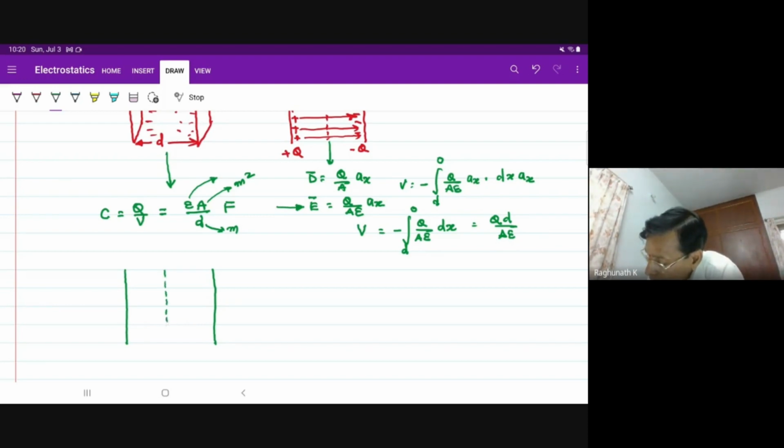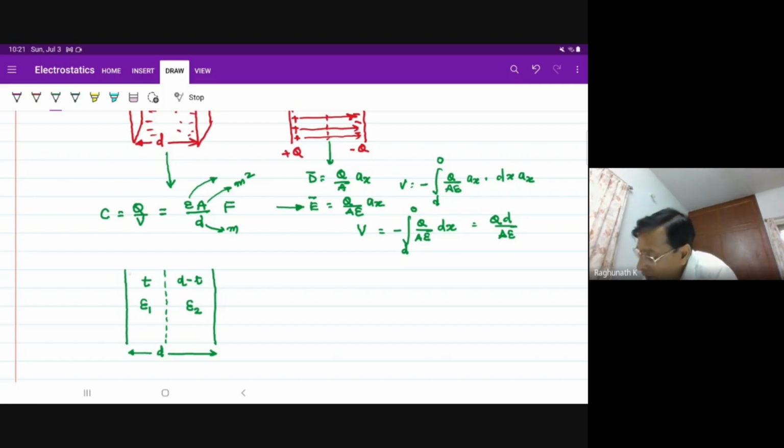Suppose the plates of a parallel plate capacitor are separated by a distance d, whereas there is a dielectric of thickness T with permittivity epsilon 1, and in the remaining region, which is D minus T, the permittivity is epsilon 2. Let us determine the capacitance of this capacitor.